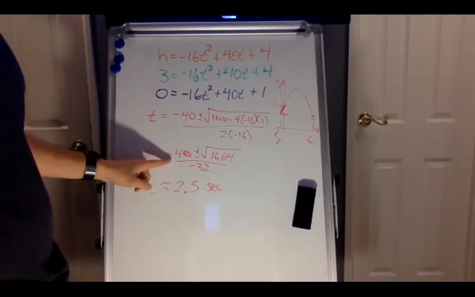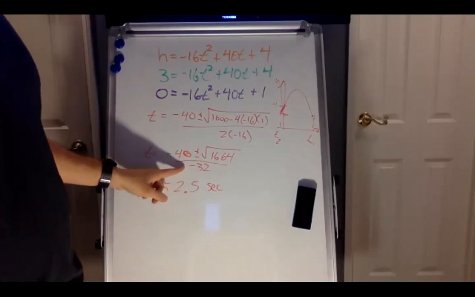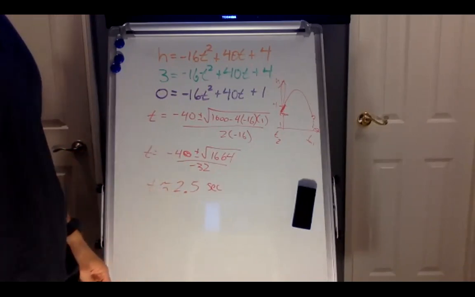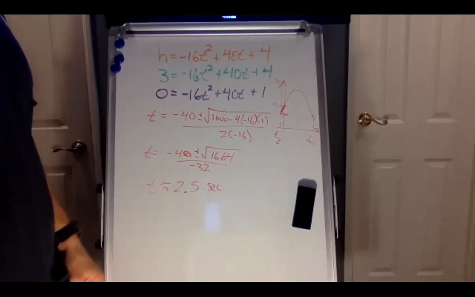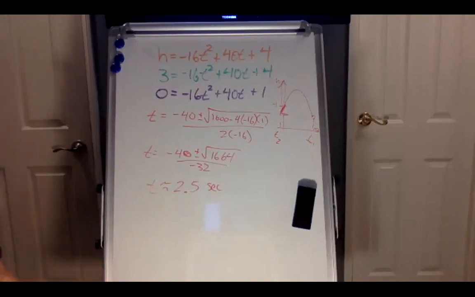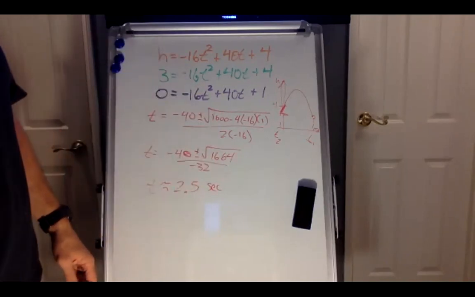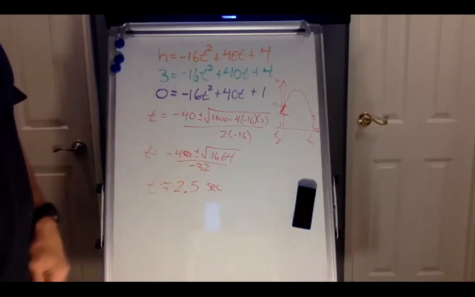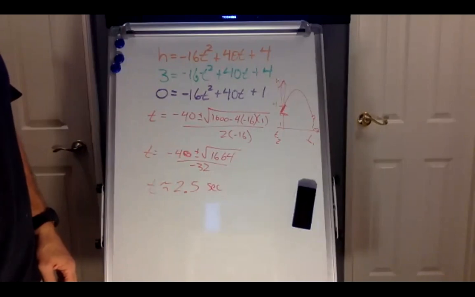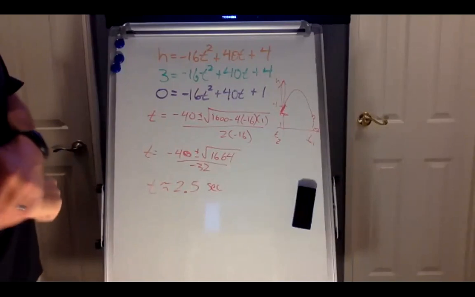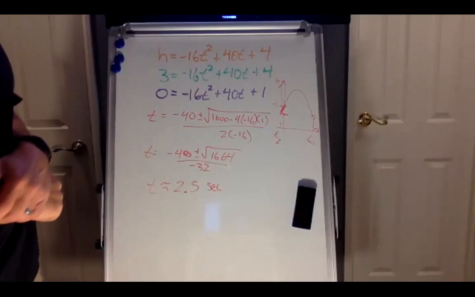Did you get this? Negative 40 plus or minus root 1664 over negative 32? Yeah. At one point, yes. Then I simplified to negative 5 plus or minus 26 over negative 4. You need to do that. Just take the square root right away, right? Take it away from negative 40 and divide by negative 32. Okay? You'll get 2.5 seconds.